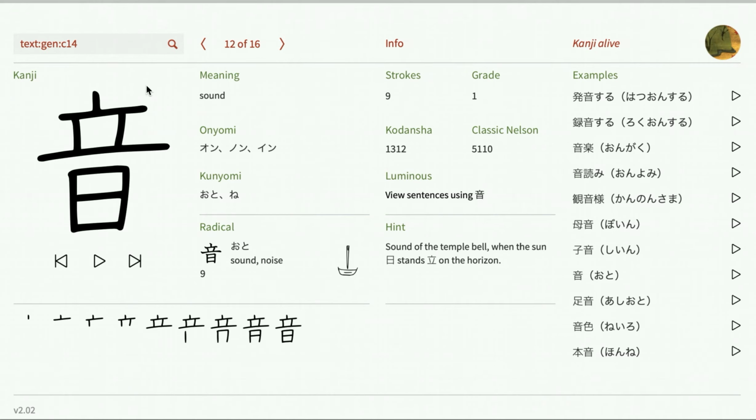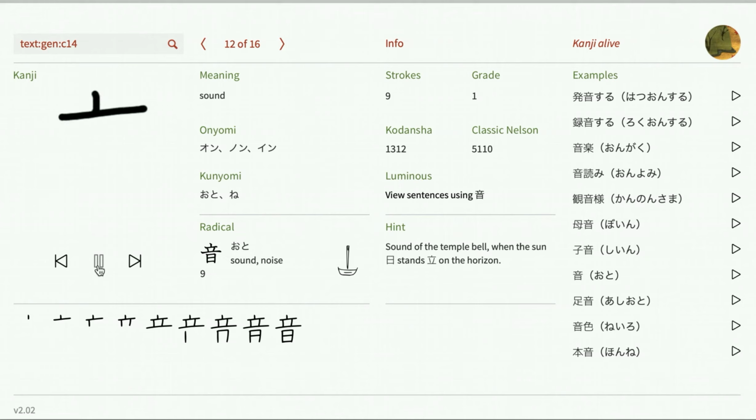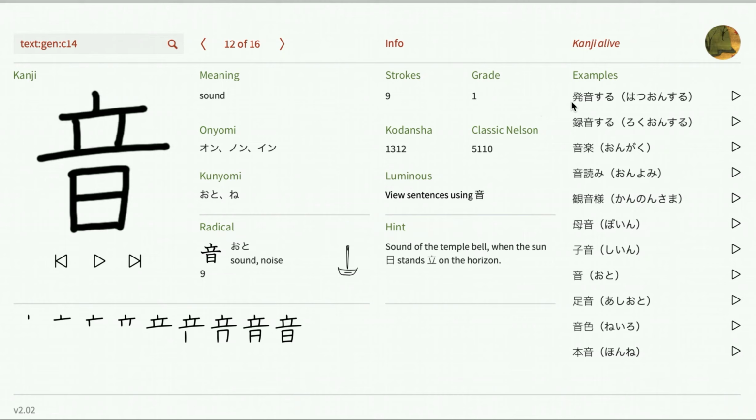First one is on or oto, also ne, non or in. This is a kanji that means sound. This has the standing radical over the sun. So tatsu and hi, and means sound. Hatsuon suru is pronunciation, or to pronounce. Hatsuon is pronunciation. Dokuon suru is to record audio, for example. Ongaku is music.